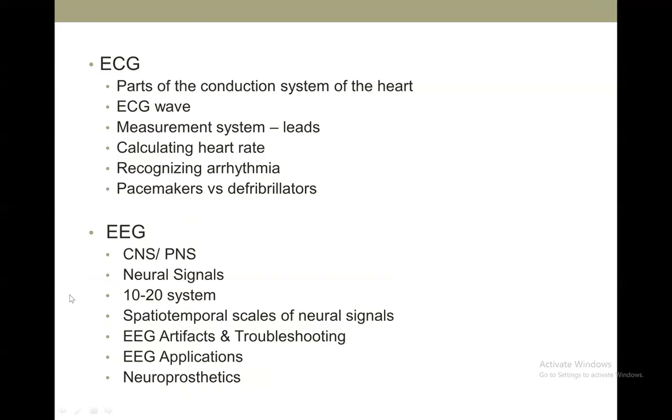Then we also did ECG and EEG for that section. So know how to calculate the heart rate from ECGs. What are the different arrhythmias? How do you recognize those? If I asked you to draw an arrhythmia, you should be able to draw it. What are the other things? The different leads of the measurement system. EEG, again, now I think this we talked about a little today also. The different spatial temporal scales of neural signals, the time and the resolution.